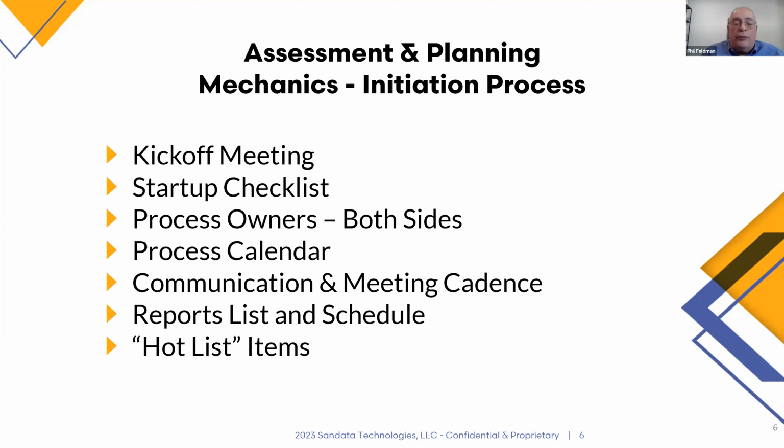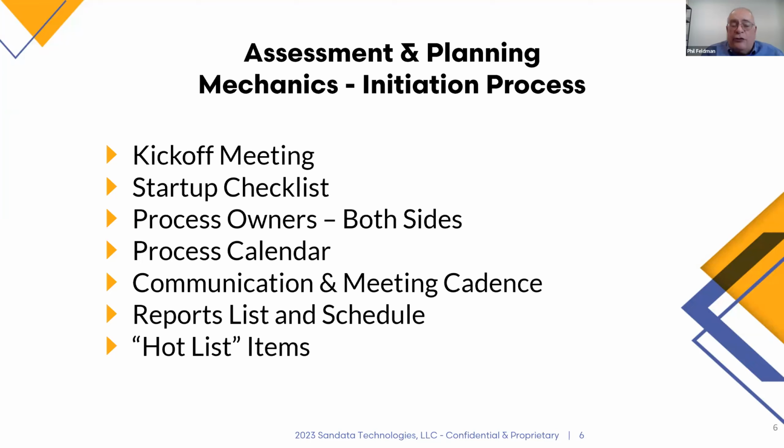And then hot list items. So what are items that we need right away in order to get started? So if the vendor is walking into a situation where you have maybe a backlog of claims that haven't gone out the door, maybe you have items in an aggregator that are claims that are stuck and there's a backlog of those. How do we jump on those, getting us access?